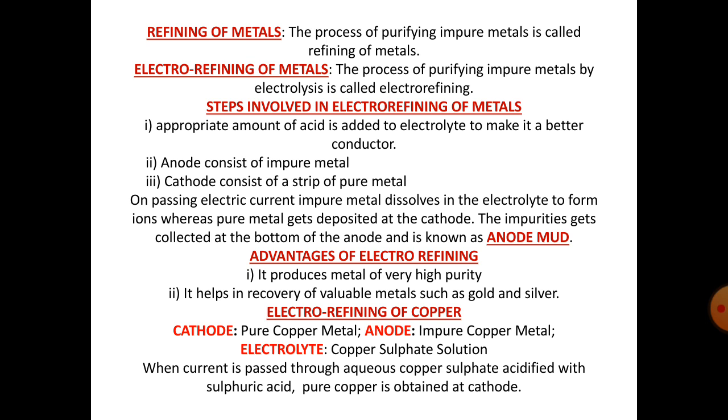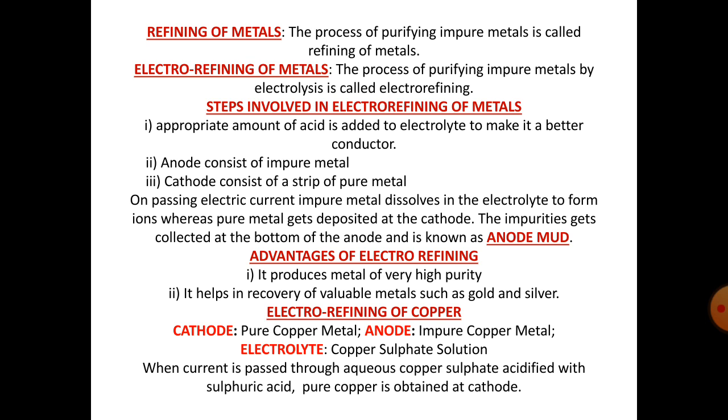Now this is asked in the exam. What do you understand by anode mud? The impurities which get collected at the bottom of the anode are known as anode mud. Now this question again is important. What are the advantages of electro-refining? The 2 advantages, you have to remember this. It produces metal of very high purity. Second, it helps in recovery of valuable metals such as gold and silver.